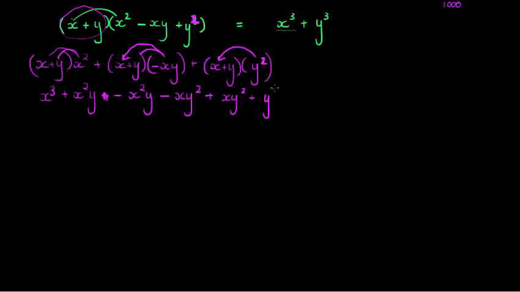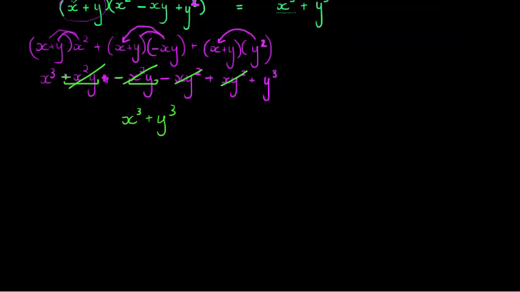and then y times y is y cubed. Great. Okay, now, just notice how here I've got an x squared y, and there I've got an x squared y. This one is positive and that one is negative, so they add up to 0. Here I've got an xy squared, and there I've got an xy squared, and one is negative and one is positive, which again adds up to 0. So I'm left with x cubed plus y cubed.